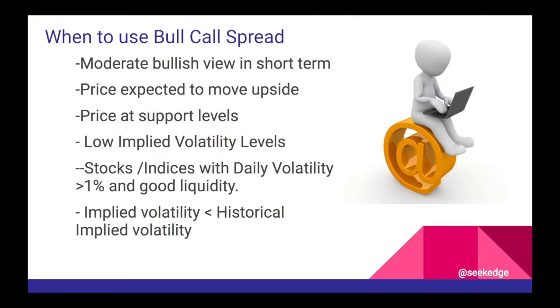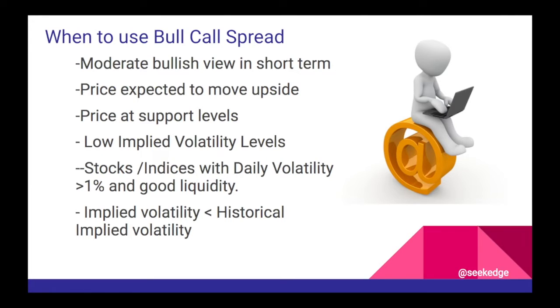It has to be a liquid stock if you're doing it in stocks, and the implied volatility has to be less than the historical volatility. We can find all this information in popular option tools like Upstox or Sensibull. See the IV, and on the NSE website also you can see the historical volatility and implied volatility information. The implied volatility of the stock has to be less.